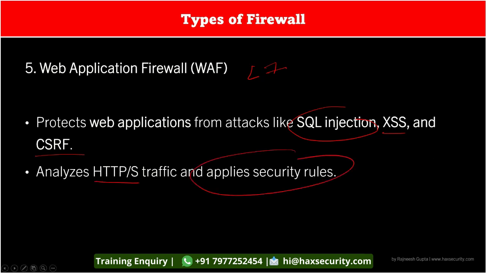Advantages: it is preventing web-based attacks, and it is shielding the applications from zero-day threats as well. Okay, it is limited to web applications, and it requires constant rule updates. The examples are AWS WAF, Imperva WAF, and ModSecurity. These are the types of examples for web application firewalls.